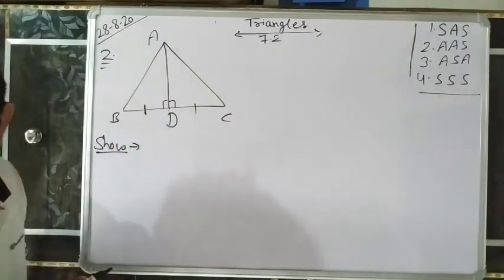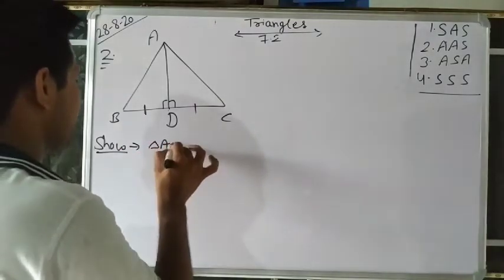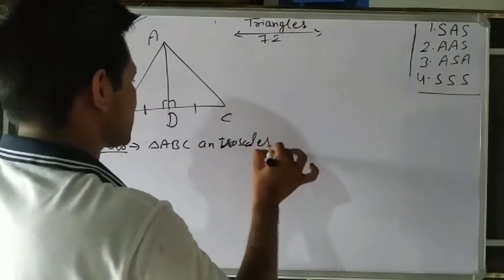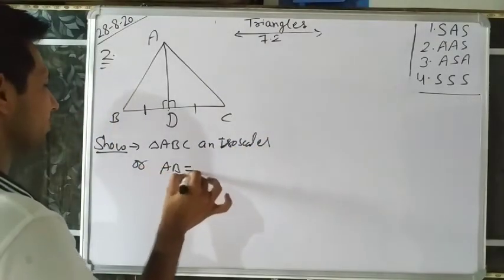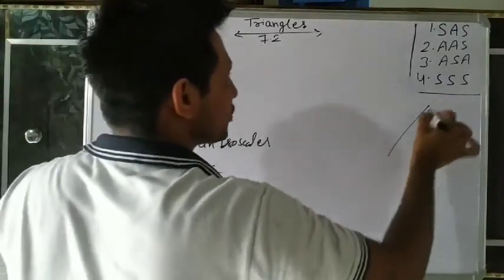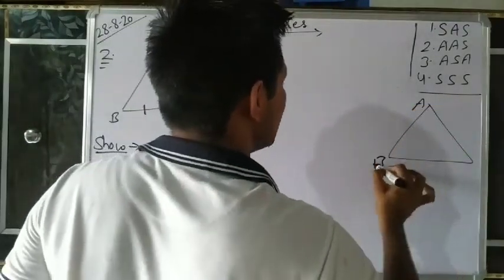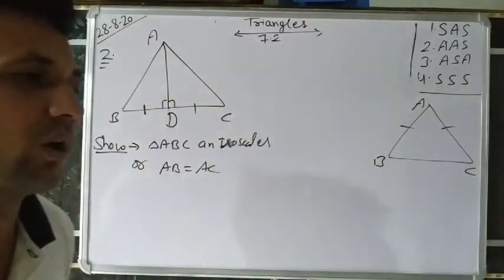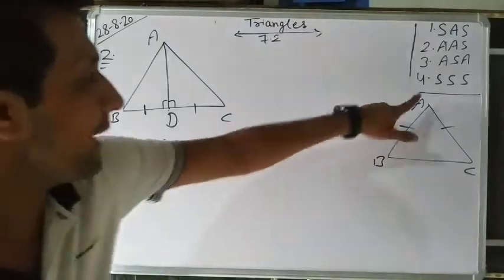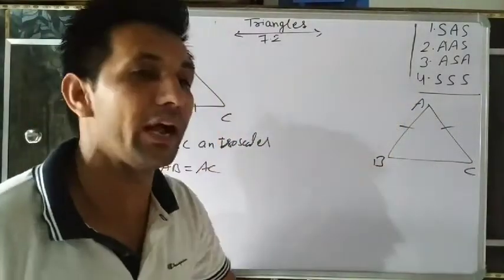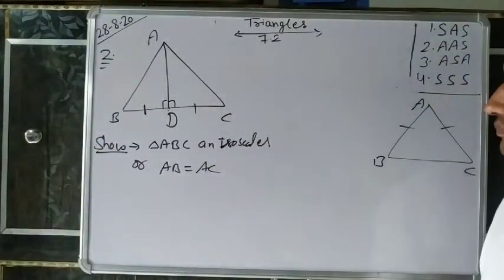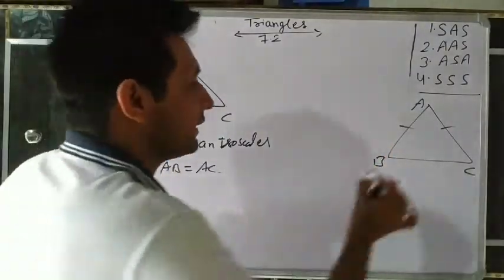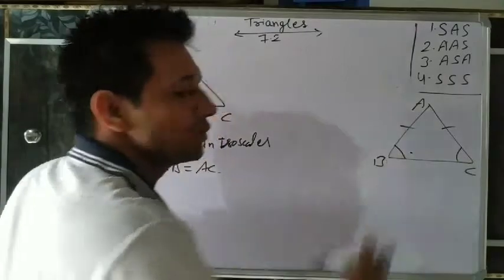triangle ABC is isosceles, that is AB equals AC. You want to show that ABC is isosceles. In what case can you say that? If ABC is a single triangle and you want to prove that AB equals AC, then you take a single triangle, it means if these two angles are equal, then the opposite sides are equal.